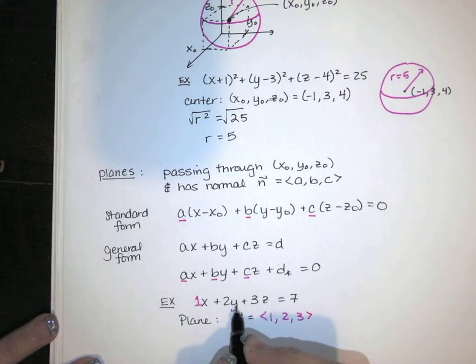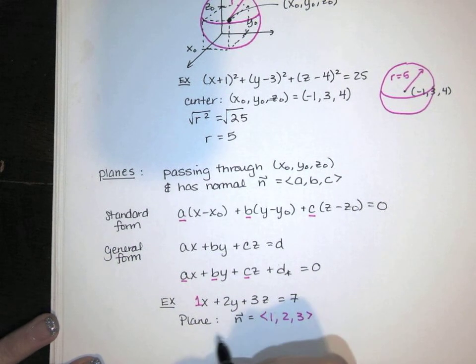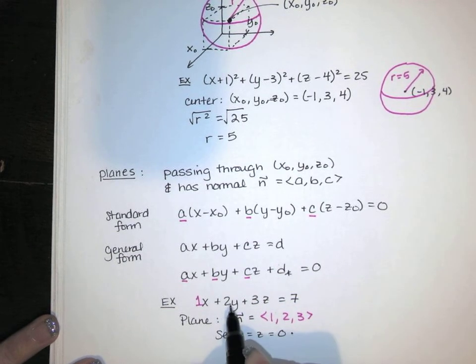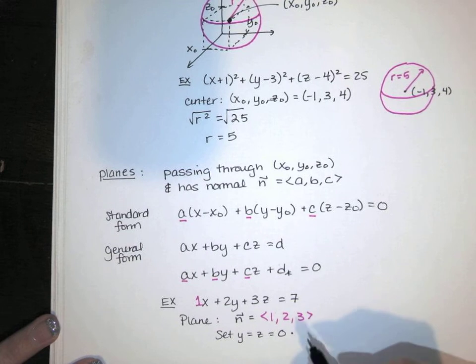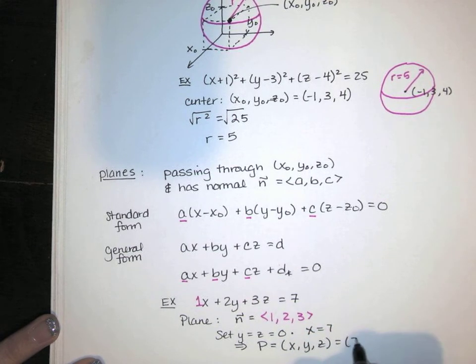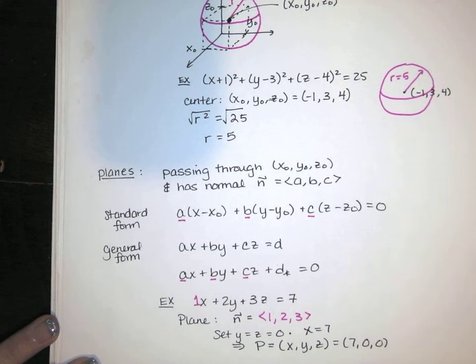If you want one of them, I would just set y and z equal to 0, because it's the easiest. If y and z are 0, we get x equals 7. So if I need a point in the plane, x, y, z equals 7, 0, 0 will work.